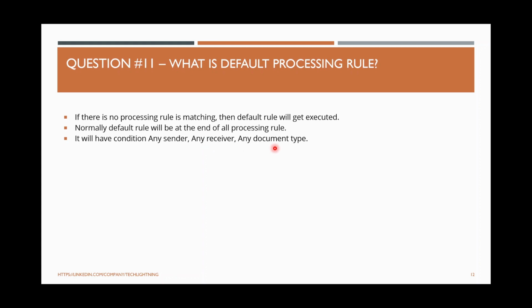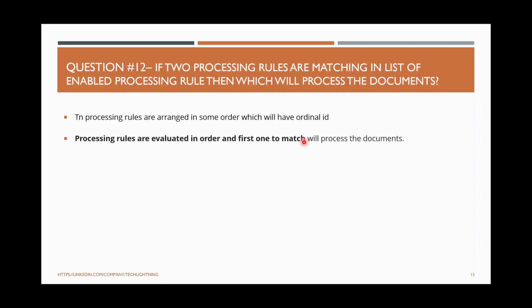For example, there is no document type matching the incoming document, and also no sender or receiver matching that criteria. So we need to have one default rule, which is not at all specific to our incoming document type. That is what this particular rule will satisfy, and it will invoke the default processing rule. I'll move on to the next one.